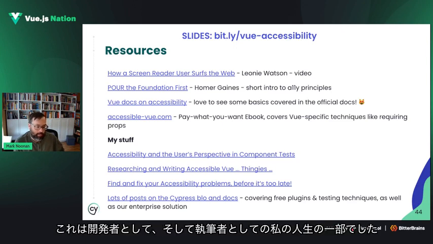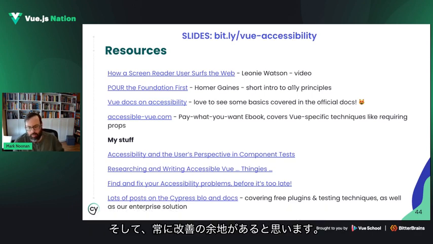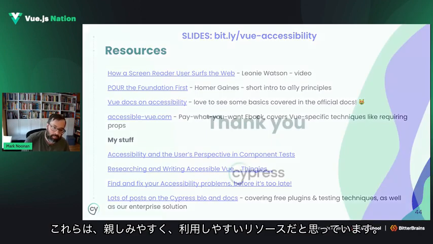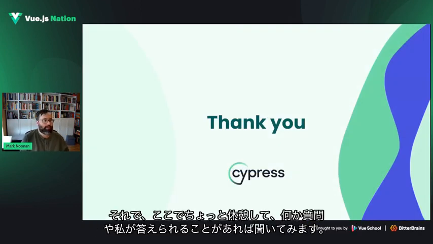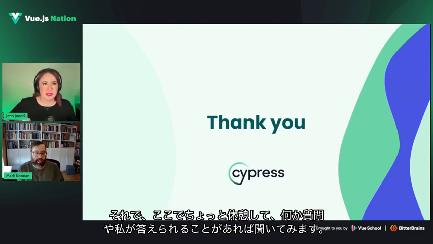This has been a part of my life for a long time as a developer, and in writing Vue things, I had to go on a bit of a journey to learn to write accessibly, and I think there's always room for improvement. So these are some resources that I hope are kind of friendly and approachable. So I will pause there and see if we have any questions or anything that I can answer at this point. Just let me know.